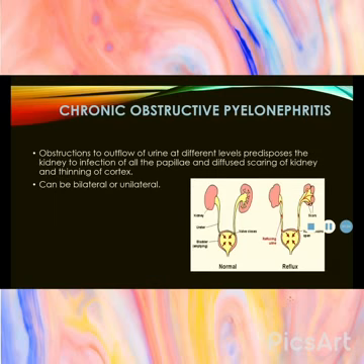Then chronic obstructive pyelonephritis. Obstruction to outflow of urine at different levels predisposes the kidney to infection of all the papillae and diffuse scarring of kidney and thinning of cortex, as we can see in the image. This condition can be bilateral or unilateral.